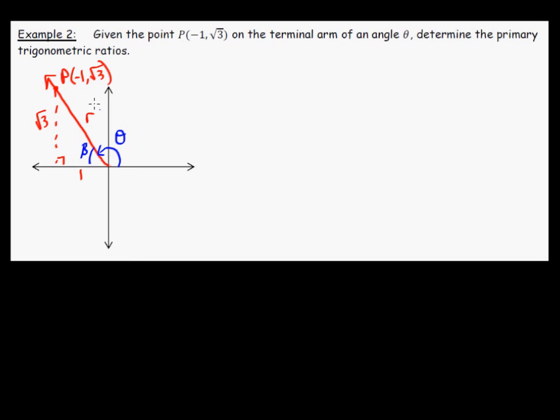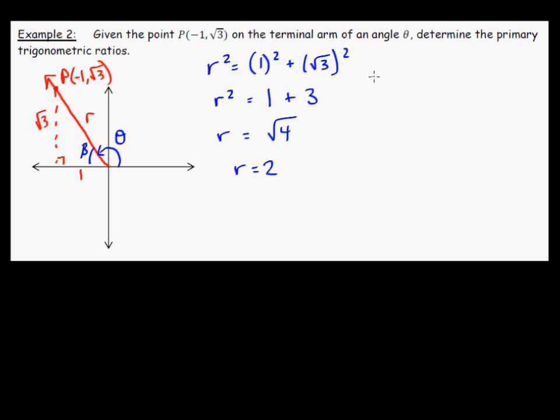So the first thing we might want to do is figure out what r is, because that will help us determine the trig ratios. In order to find r, we know that r squared is equal to x squared plus y squared. So 1 squared plus root 3 squared. So r squared is equal to 1 plus 3, which means that r is equal to the square root of 4, which is 2. We know we're dealing with a positive here, so -2 isn't a possibility. So r is equal to 2.